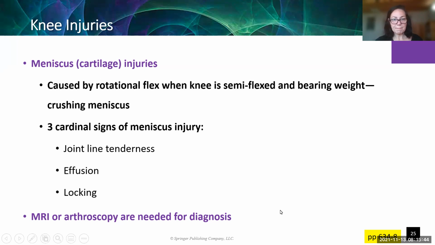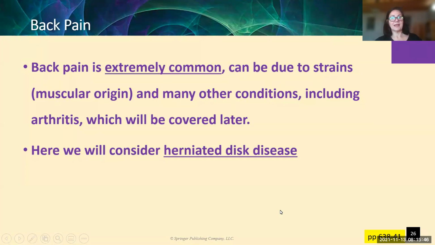All right, that was fast and dirty on the knee. Now we're moving on to the back. It's extremely common for people to report back pain, and it can have all manner of causes, many of them just due to muscular overexertion.